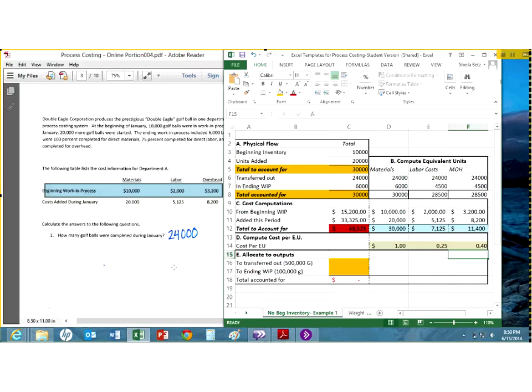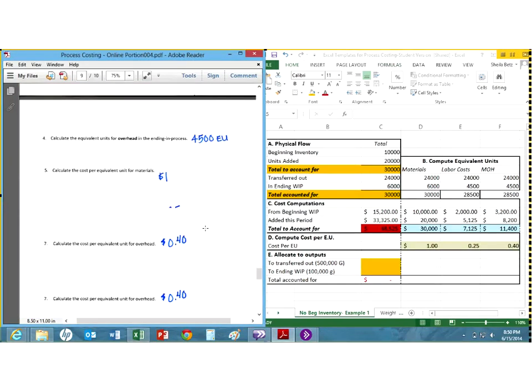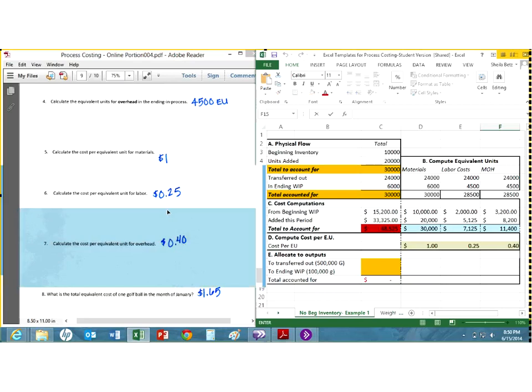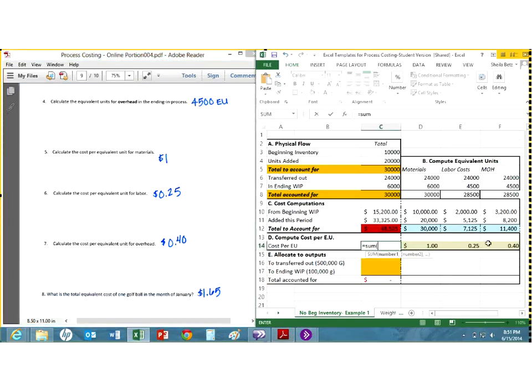So now let's go back to our questions. Question 5, calculate the cost per equivalent unit for materials. That is $1. Question 6, calculate the cost per equivalent unit for labor. That comes out to 25 cents. And calculate the cost per equivalent unit for overhead, which comes out to 40 cents. And if I add these all up, the total cost for one golf ball is $1.65.